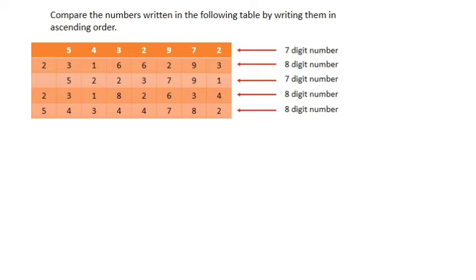Now students, you have to write down in ascending order. Ascending order means smaller to bigger. So we are going to write down the smallest number first.